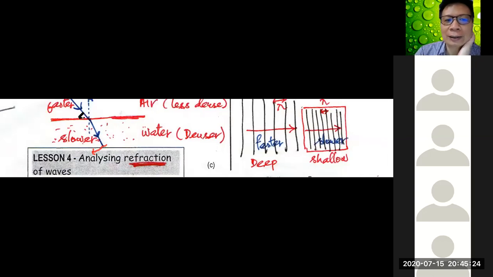Whereas in the light, in air, less dense medium, it goes faster. When it goes inside water, denser, it becomes slower. Okay?